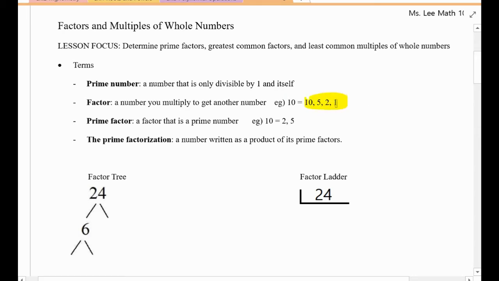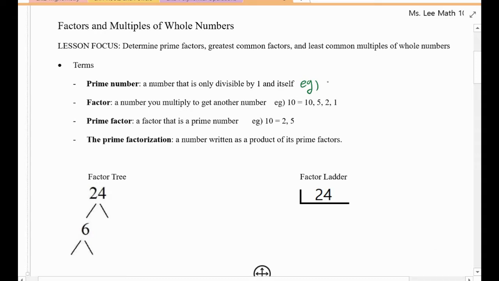So those are factors. Prime factors. So among those four, what are prime numbers? 5 and 2 are prime numbers. So prime factors of 10 are 2 and 5. The prime factorization is a number written as a product of its prime factors. Okay? Before we move on, let's think about examples of prime numbers.